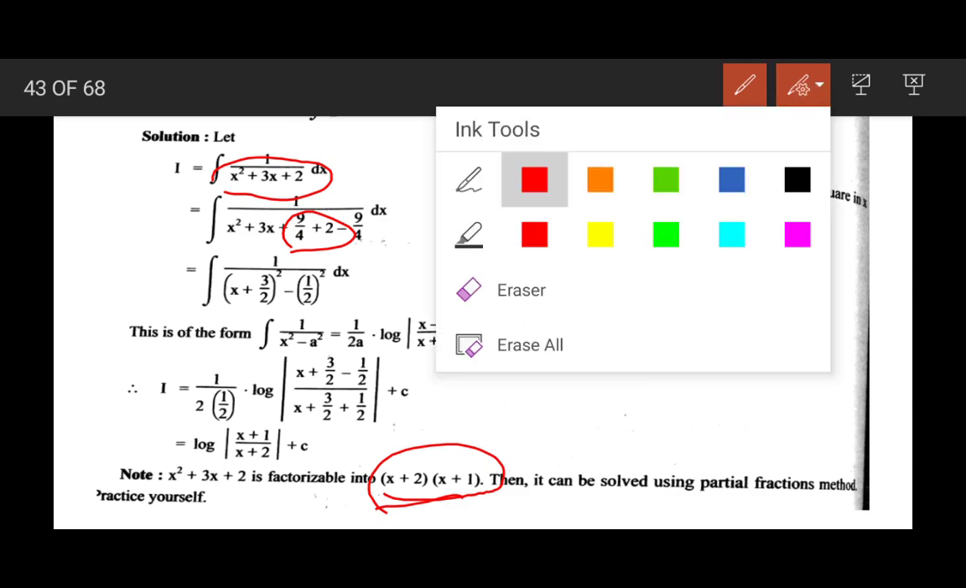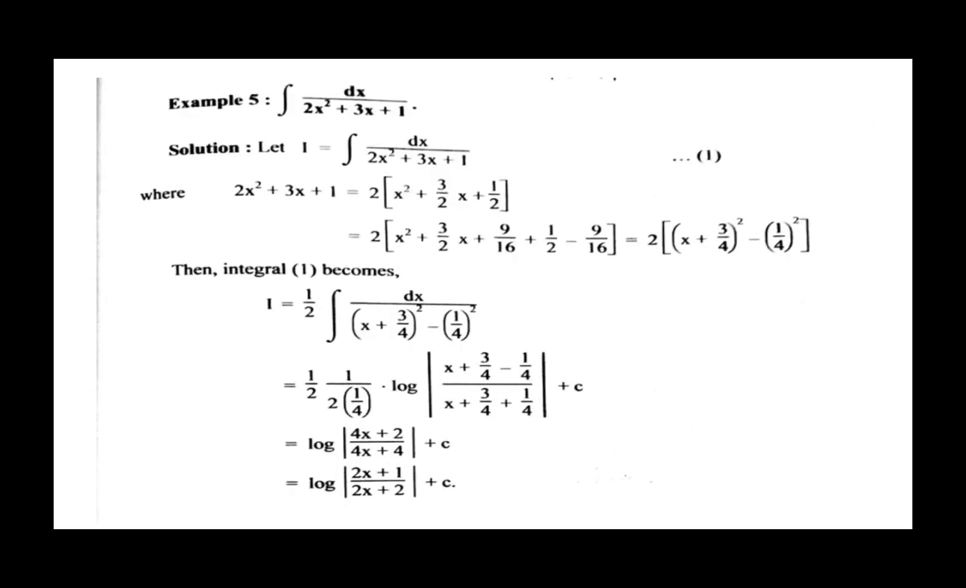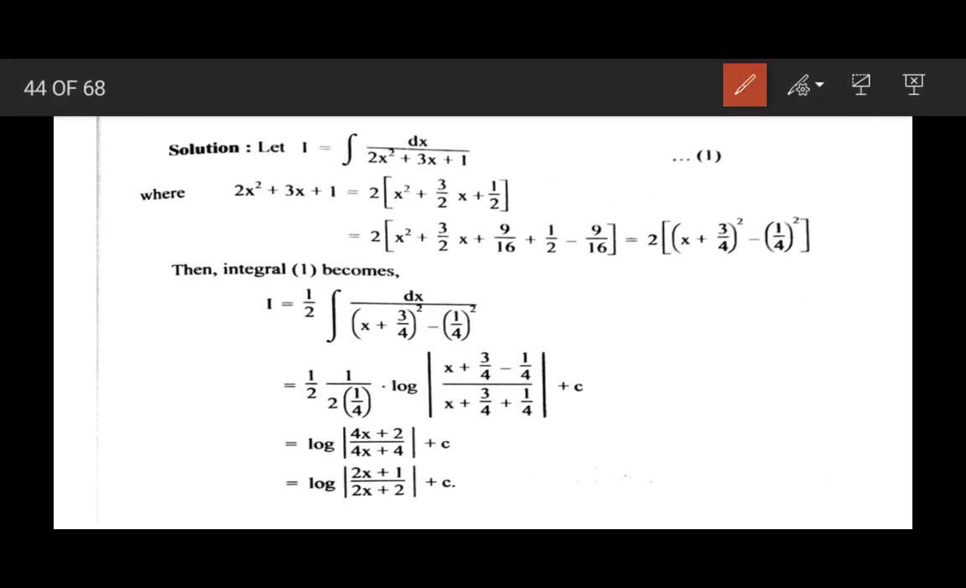So if a quadratic equation is given, then to integrate 1 upon the quadratic equation, it is compulsory that the numerator should be 1 to apply this form. Now see the next one. Here we have to integrate 1 upon 2x square plus 3x plus 1. For that, the coefficient of x square compulsorily should be 1. If it is other than 1, then we have to take that number as common. So we'll take this 2 outside.